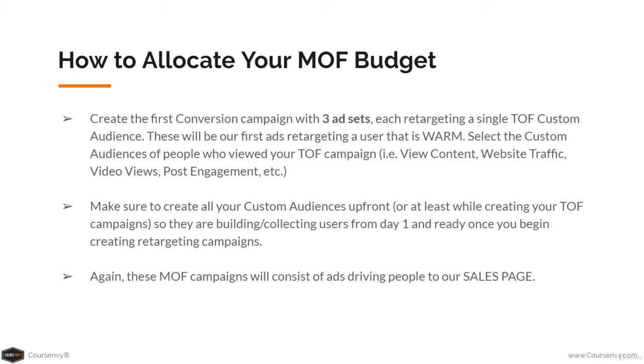So for my first middle of funnel campaign, this will be a conversion campaign with 3 ad sets below it. Each will retarget a single top of funnel custom audience. These will be our first ads retargeting a user that is warm. So select custom audiences of people who viewed your top of funnel content, such as view content, a specific website traffic, video views, post engagement. These 3 ad sets will be targeting our top of funnel custom audiences.